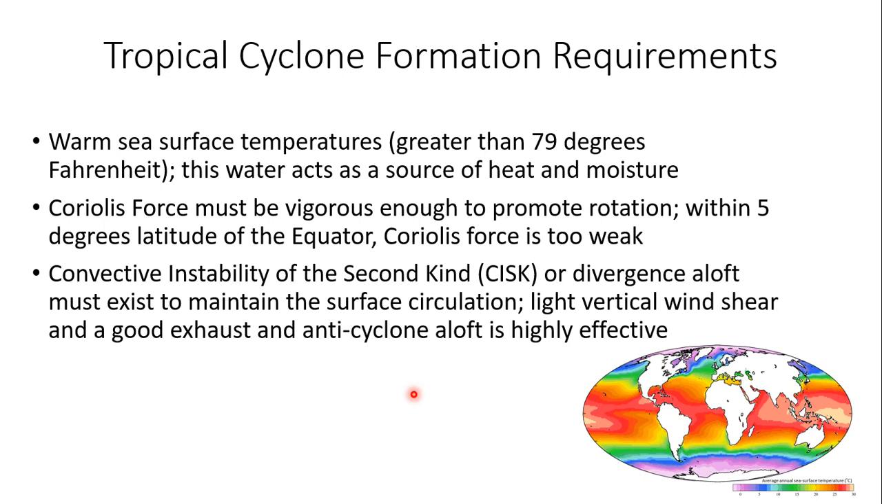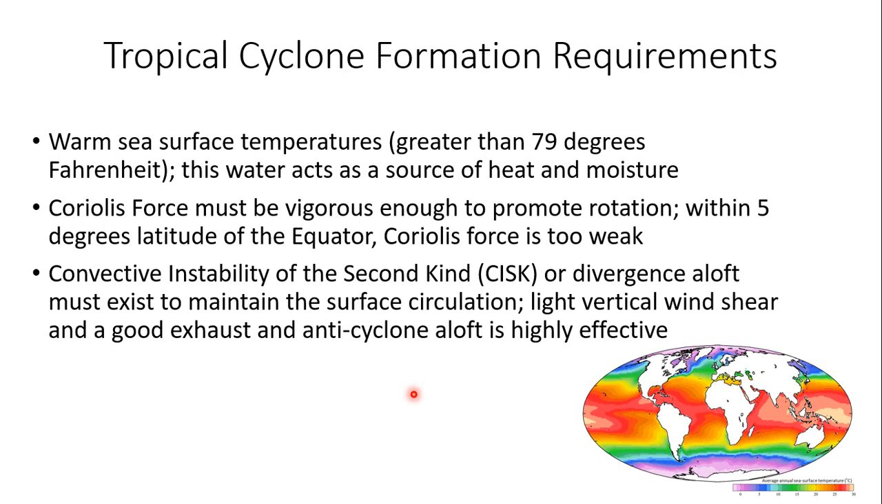Coriolis force must be vigorous enough to promote rotation, some kind of rotation as a tropical disturbance gets developed. We need some kind of twisting motion to the air, and that can occur only if you are at least 5 degrees latitude away from the equator, either north or south. If you're within 5 degrees latitude of the equator, the Coriolis force is generally too weak, so you're not going to get that twisting motion you need to really get a tropical cyclone going. Additionally, we look at something known as convective instability of the second kind. It's abbreviated CISK.